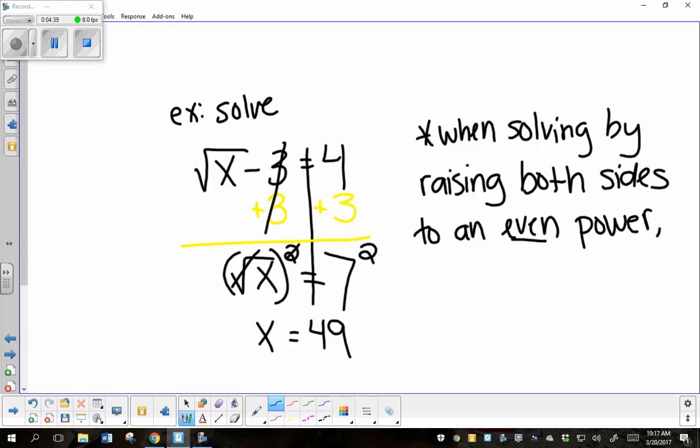When you're solving an equation, if you end up raising each side to an even power, that's when this special thing comes into play. Sometimes the answer you get could be wrong if you raise it to an even power. So if you raised it to an even power, you must check your answer in the original equation.